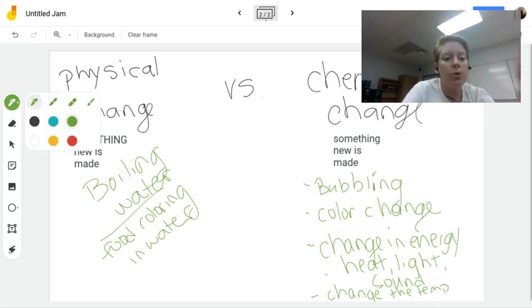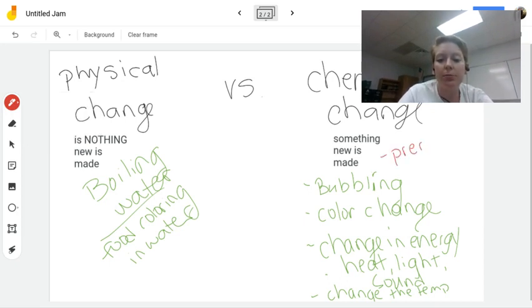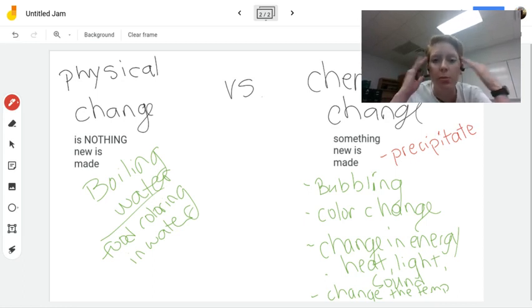Now, a new one for you that you may not know from high school is something called a precipitate. If a precipitate is formed, then that is also a chemical change. And what a precipitate is, it's a solid, but it's a solid formed from two liquids. So think about that. I mix one liquid, I put another liquid. Most of the time, what do you have? A liquid. But a precipitate is when you get a solid out of those liquids. And it's a chemical reaction that's happening behind the scenes. We'll talk more about that later this year. But that is definitely an example of a chemical change.